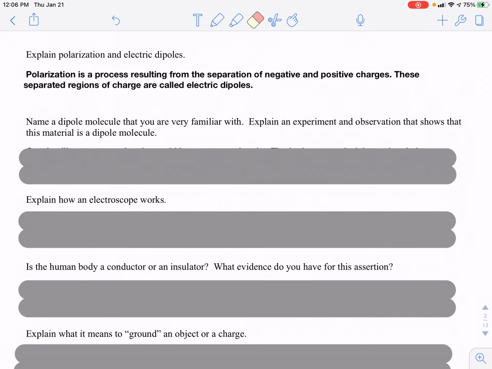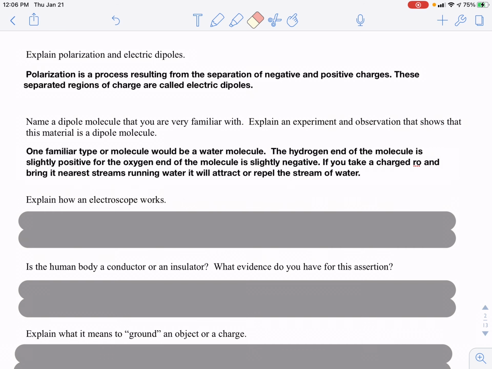Name a dipole molecule that you are very familiar with. Explain an experiment and observation that shows that this material is a dipole molecule. Well, one familiar type of molecule that fits this description would, of course, be a water molecule. The hydrogen end of a water molecule is relatively slightly positive, and the oxygen end is slightly negative. This gives water a slight charge difference from one side to the other.